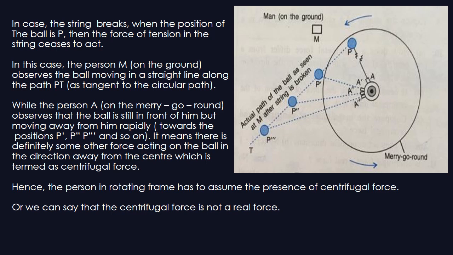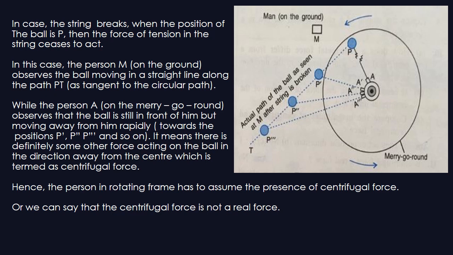Centrifugal force will be more clear with this example, with this case. In this case, the string breaks when the position of the ball is at P. Then the force of tension in the string ceases to act. Ceases to act means it stops to act. For example, here this ball is moving in a circular path and suddenly the string breaks at position P.